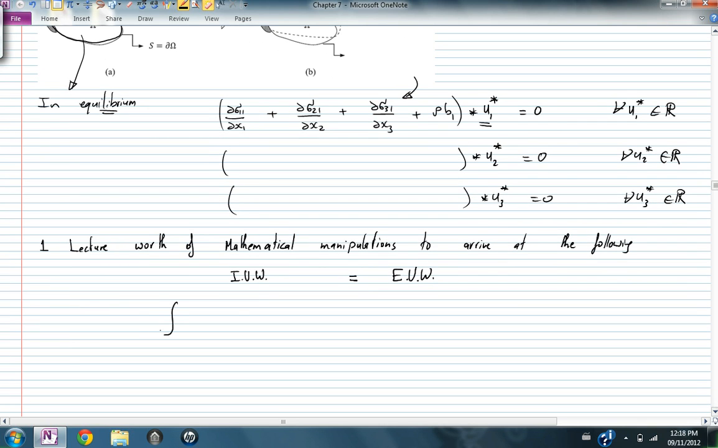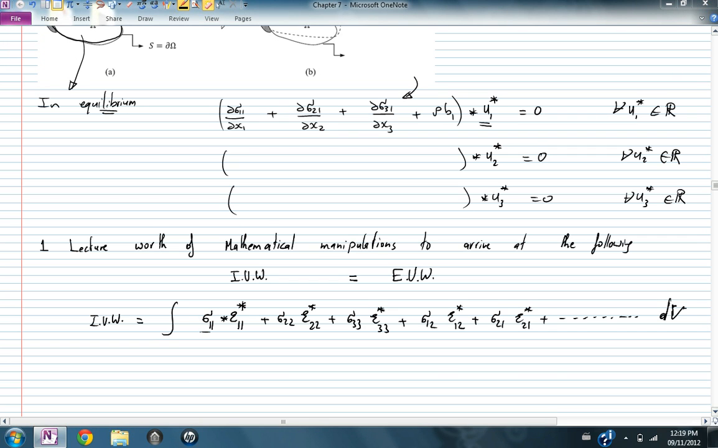The internal virtual work is equal to the integral of sigma 1 1 multiplied by the strain associated with this virtual displacement, plus sigma 2 2 epsilon star 2 2 plus sigma 3 3 epsilon star 3 3 plus sigma 1 2 epsilon star 1 2 plus sigma 2 1 epsilon star 2 1, and so on, integrated over the volume. This is the internal virtual work. The stresses in the continuum multiplied by the virtual strains associated with the virtual displacement U star.